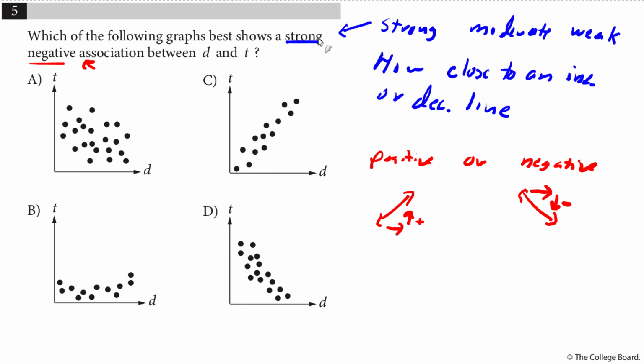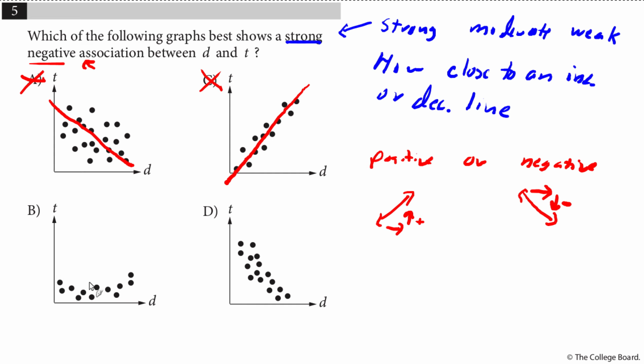So now, looking at this, I want strong negative, which means close to a line, but decreasing. So this is maybe decreasing, but it's not very close to a line. So that's not my answer. This one definitely looks like a positive trend. As I go farther right, the points tend to get higher. So this is not my answer.